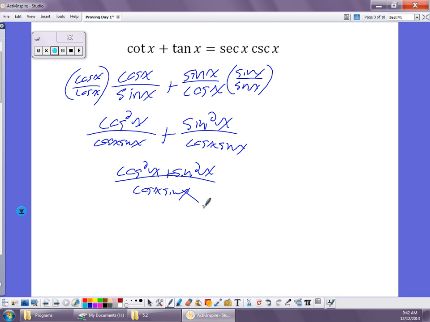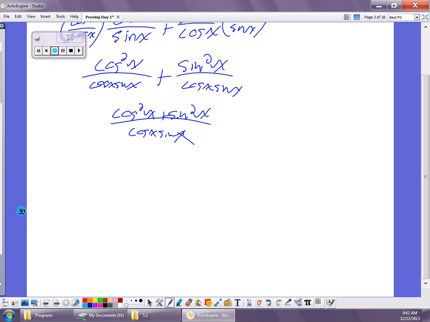What does cosine squared plus sine squared equal? Everyone should know at this point that equals 1. What is 1 over cosine x? Secant. What is 1 over sine x? Right, so you get secant x cosecant x, which equals secant x cosecant x.